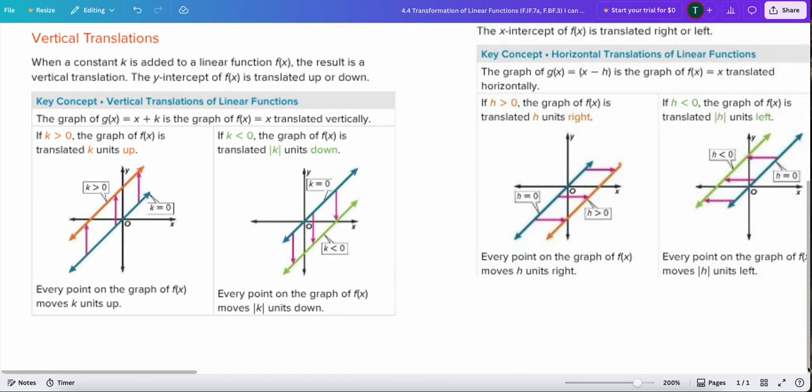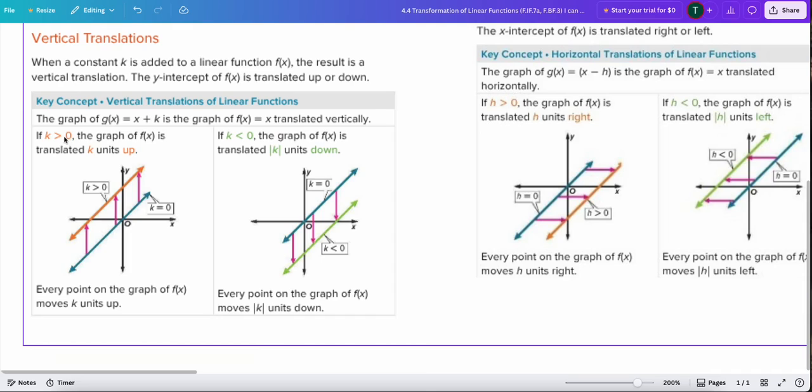It says when a constant k is added to a linear function f of x, the result is a vertical translation. The y-intercept of f of x is translated up or down. Then it shows it in a table format. The graph of g of x equals x plus k is the graph of f of x equals x translated vertically. So it's taking our line and either moving it up or down based on some characteristics.